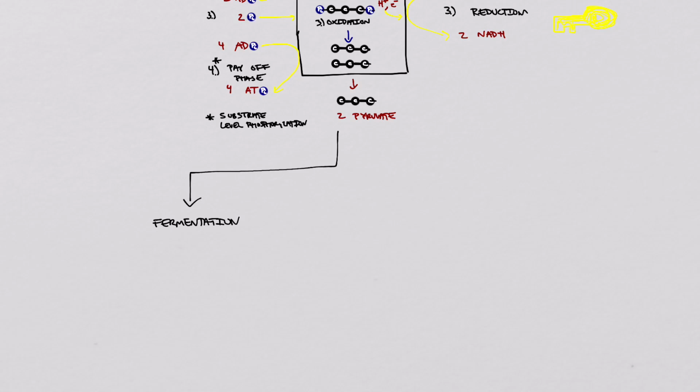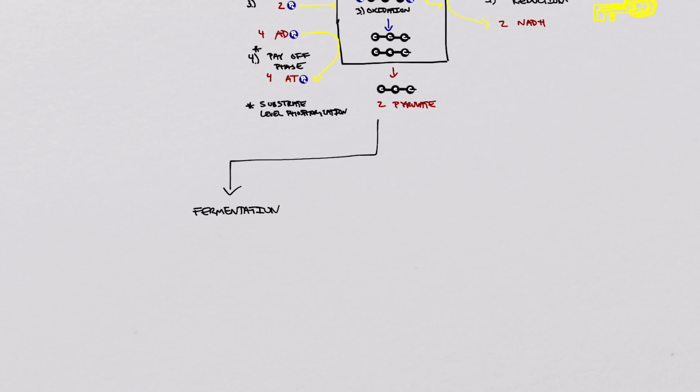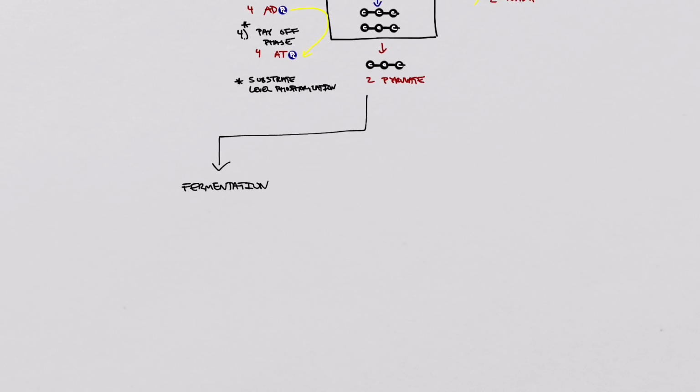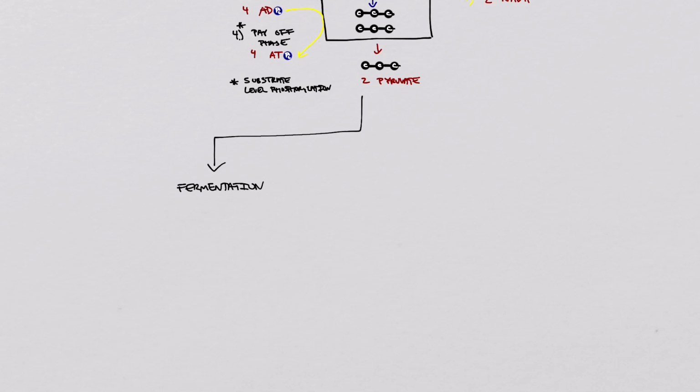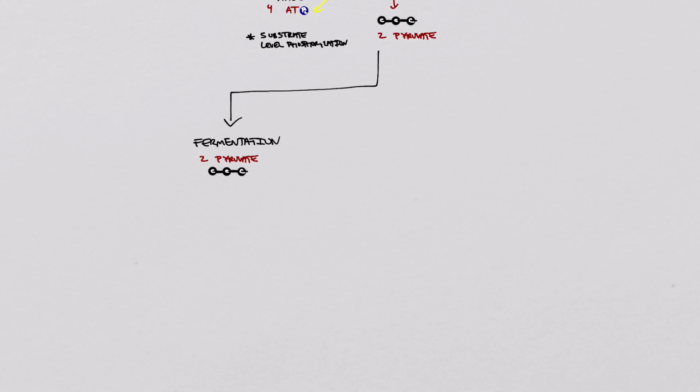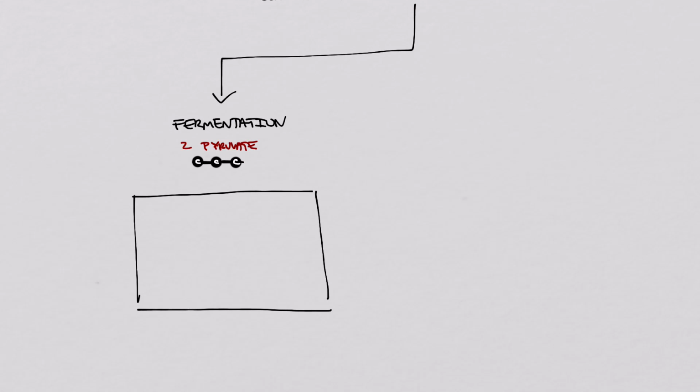So let's talk about how we do this in humans. So we start out with pyruvate, 2 pyruvate. Copy here, paste it right here. And once again, we have another box. And it's not centered. Okay, better. So these pyruvates enter this box.